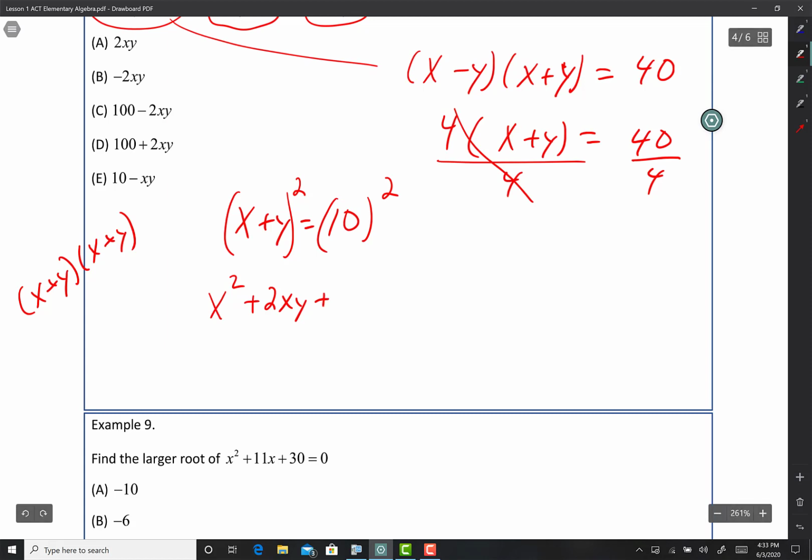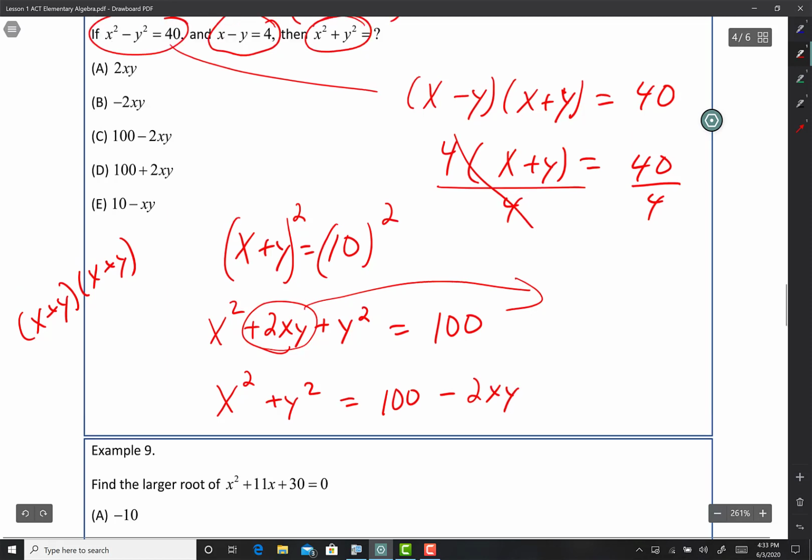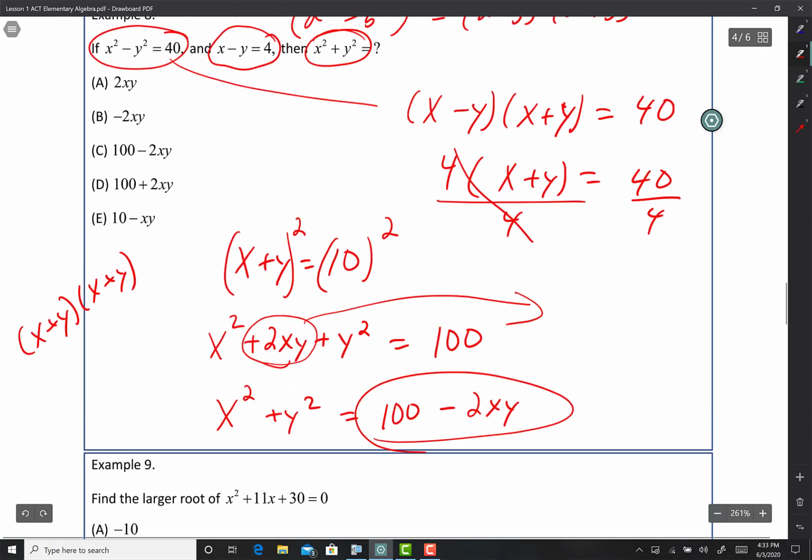Plus, what's y times y? Y squared. Yes, y squared, guys. Equals, and then 10 squared is 100. All right, so hopefully you got that far. So now what I want to do is isolate the x squared and y squared. So I'm just going to move the 2xy to the right. So here we go. X squared plus y squared equals 100 minus 2xy. So they want to know what x squared plus y squared is. It's 100 minus 2xy.